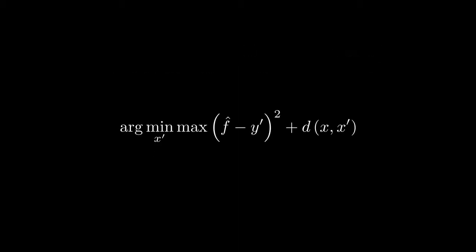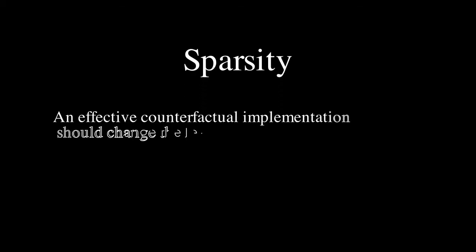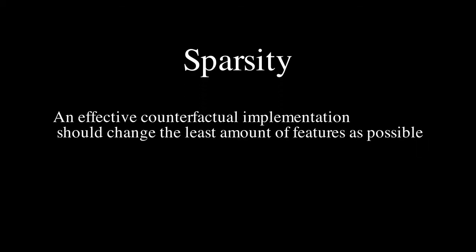Formally, we can write validity in the following way, where the counterfactual should minimize the total distance between outcomes and inputs. We will now look at the sparsity property. Sparsity means that a counterfactual should change as few features as possible.